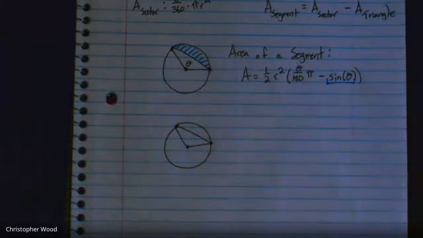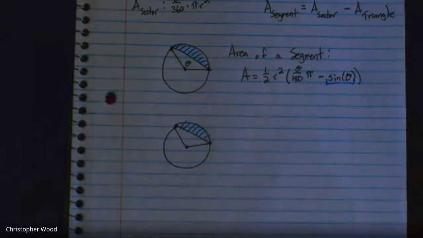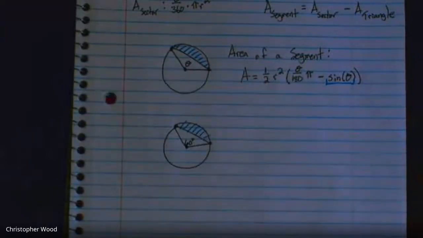So let's say we have our segment here. And again, I'm trying to find the area of this space. This is the segment right here. I'm trying to find the area of that space. Let's say our degrees here are 60 degrees. All right, so I'm just going to plug these numbers into my formula, and our radius here is 4. We have a radius of 4. I'm just going to plug these numbers into our formula.